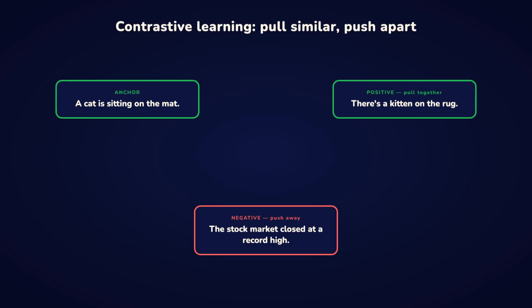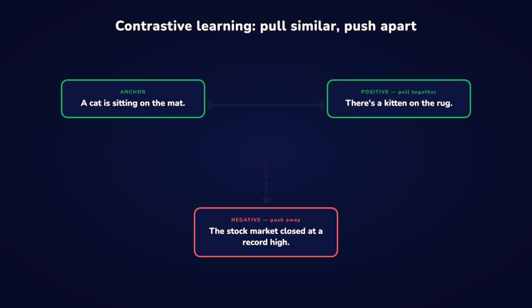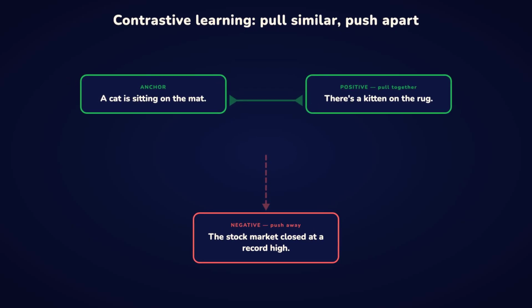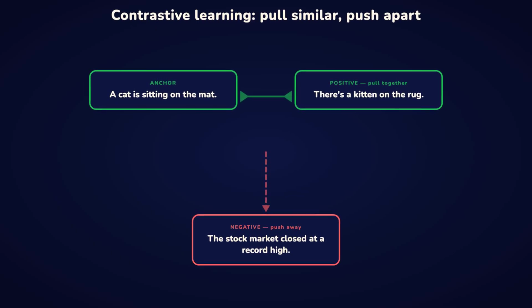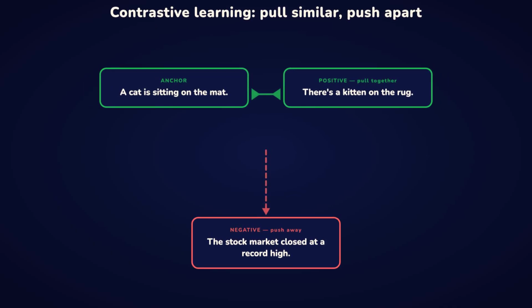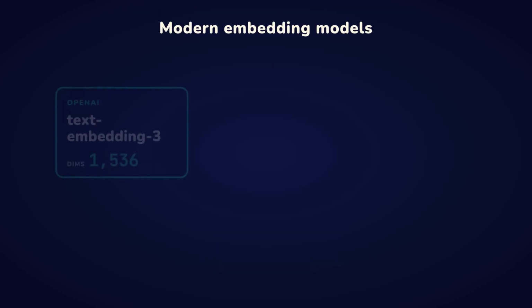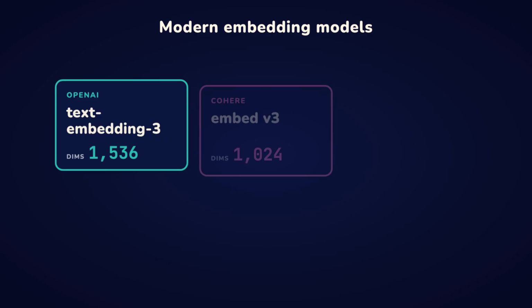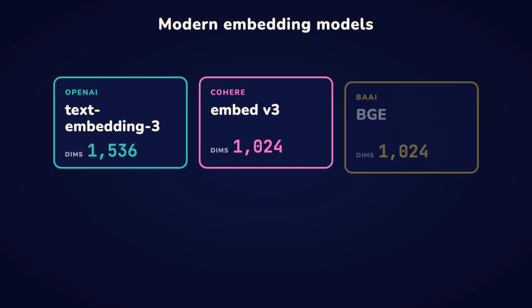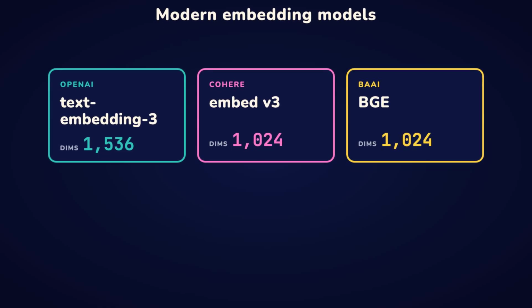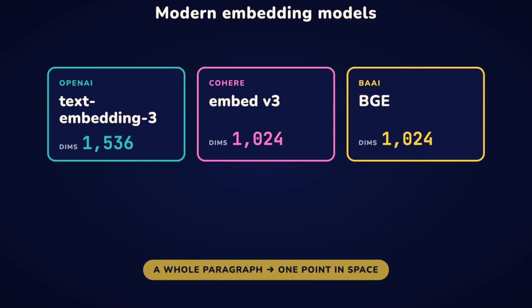The modern way is contrastive learning. Show the model two sentences that mean the same thing, pull their vectors together. Show it two unrelated sentences and push them apart. Over millions of examples, meanings get baked into geometry. Today's best embedding models, such as OpenAI's Text Embedding 3 or Cohere's Embed v3, output sentence level embeddings, not just word level. A whole paragraph can become a single point in space.